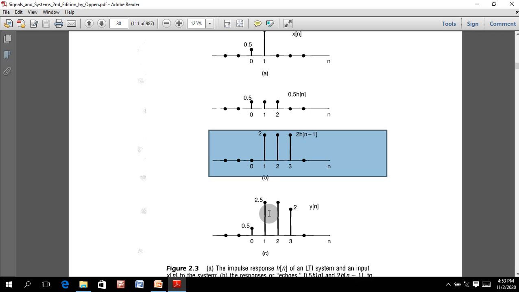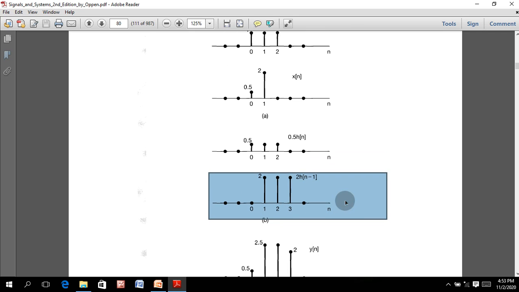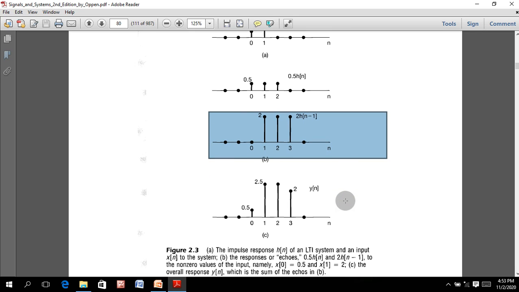we get 0.5, this 2.5, this is also 2.5. So this is the y of n. And that is the way we will realize the convolution of a specific signal.